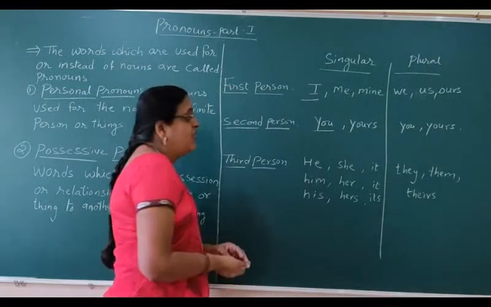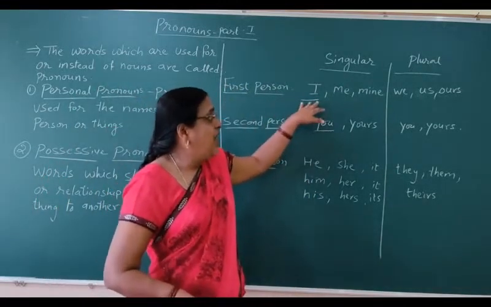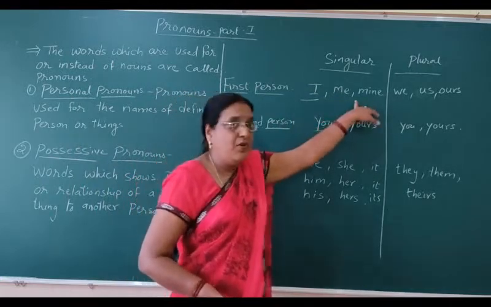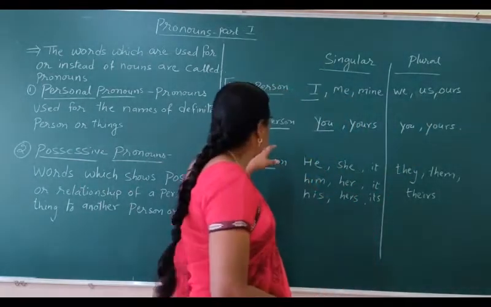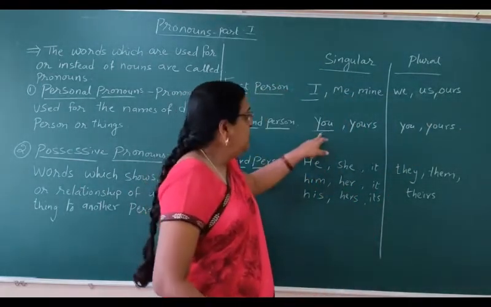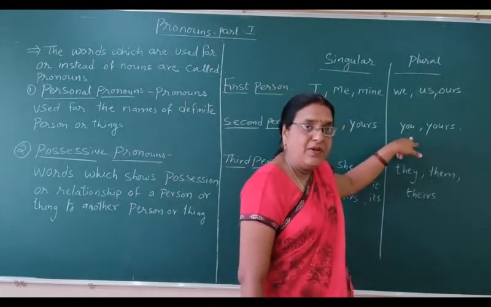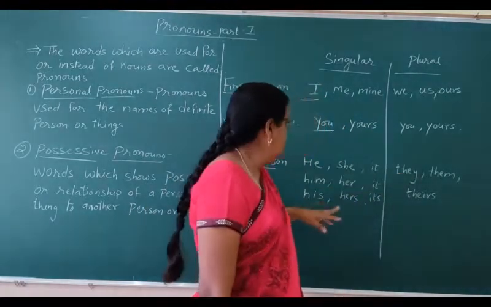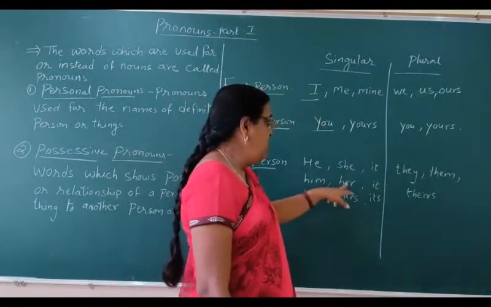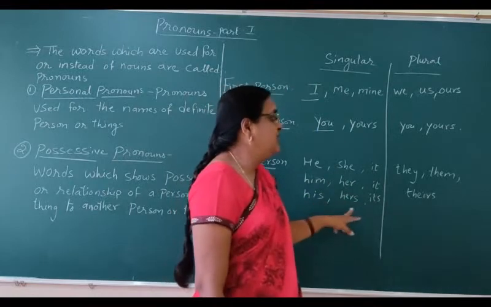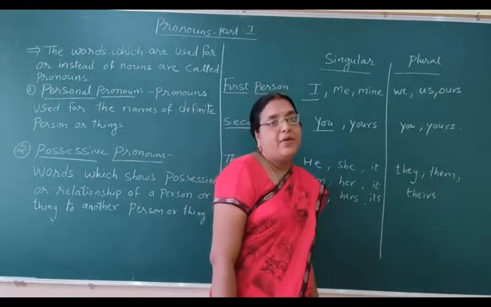Here I have made a chart of it. First person singular: I, me and mine. For plural we use we, us and ours. Second person: you and yours. It is similar in the plural as well. Third person: he, she, it, him, her, it, his, hers, its. And the plural form: they, them and theirs.